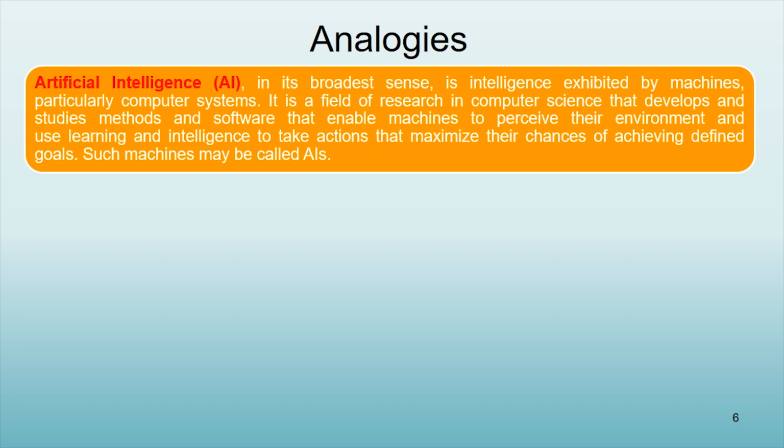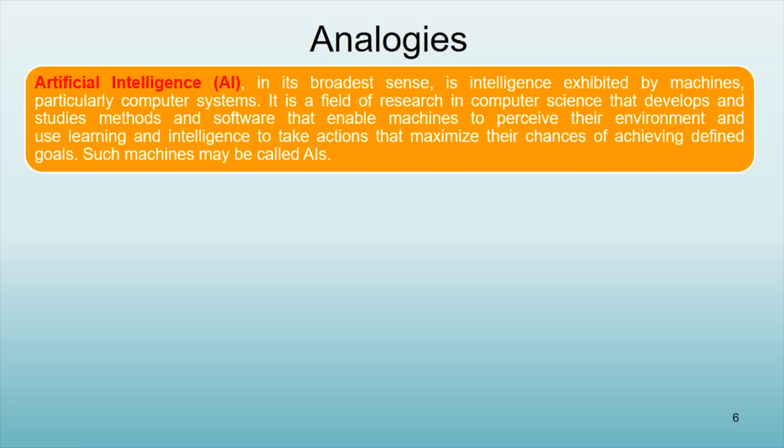So what sort of software is it? That software enables a machine to perceive the environment, that means to understand the environment, and to become knowledgeable about that environment by means of some learning. Through learning, some intelligence is obtained. With the help of that intelligence, it takes actions and maximizes its goal. So overall, such machines which can perform actions on their own according to instructions are collectively called AI.